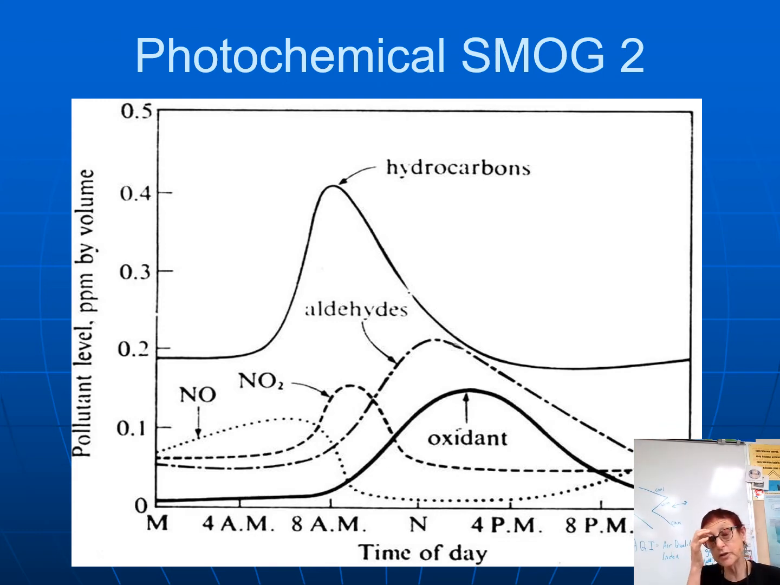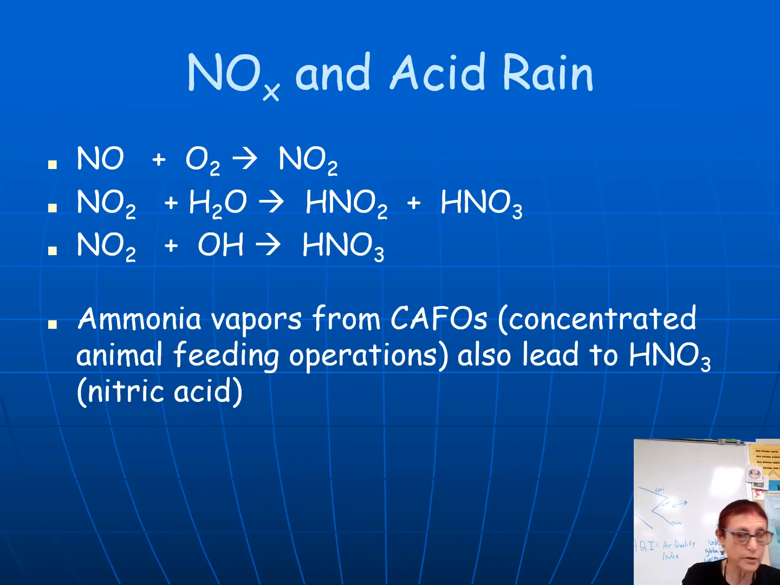So you may ask yourself, well, if I have traffic at night, why am I not getting photochemical smog at night? So what's one of the big things that's missing at night that you have in the daytime? Anybody? The sun. Right, no sunlight, no photochemical smog. And those compounds are reactive, and they tend to dissipate during the evening hours.